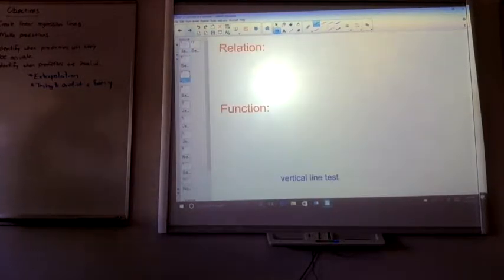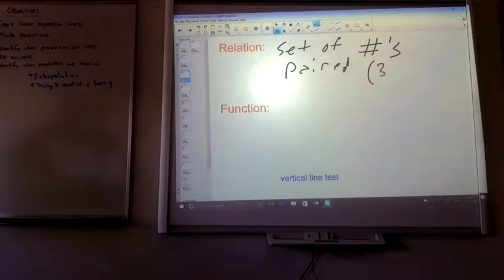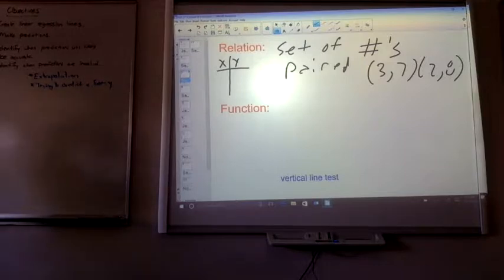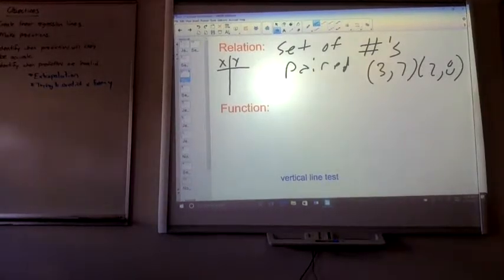All right, so a relation. A relation is a set of paired numbers. So you could have like 3, 7, 2, 8, things like that. Or you could have some sort of input-output, where you have a table. Okay, input-output. A relation. So every set of ordered pairs, meaning if you're using an ordered pair, you're trying to create a straight line, or you're trying to figure out on an XY axis where your point would exist.